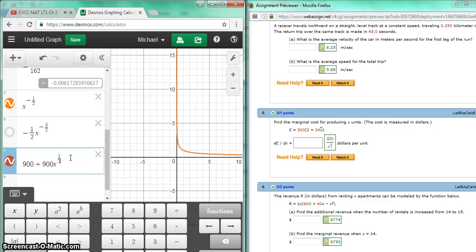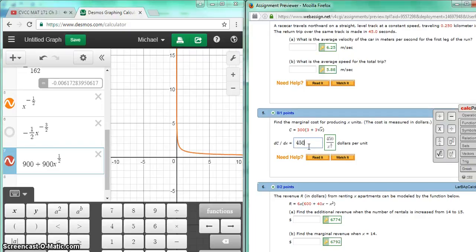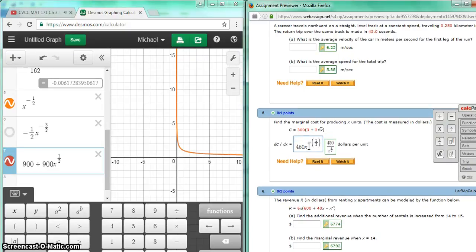And so now the derivative of a constant is 0, and the derivative of this piece, 1/2 times 900, is 450, and then we subtract 1 from our exponent and we get that negative 1/2, or we could put it in the denominator. I'm pretty sure WebAssign would let us do it like that, and that would be fine. Those are equivalent expressions.